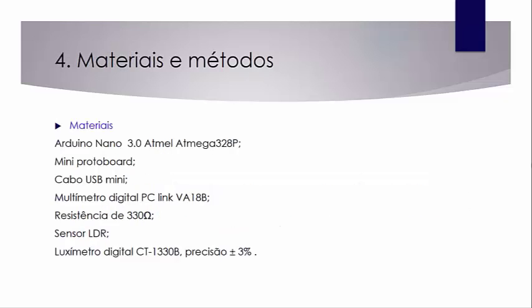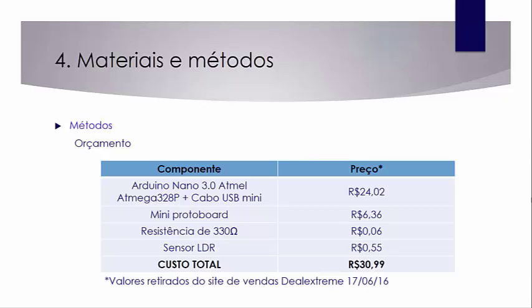The materials used are Arduino Nano 3.0, Atmel Atmega 328P, mini protoboard, mini USB cable, digital multimeter PC Link VA18B, a resistor of 330 ohms, LDR sensor, and digital lux meter CT1330B with accuracy of ±3%. The budget of the alternative meter was calculated based on values taken from the sales website Deal Extreme in June of 2016. The total value of the meter was calculated at R$30.99.